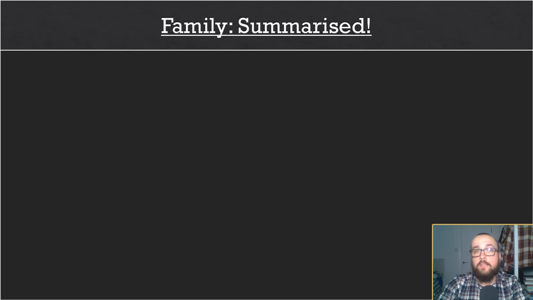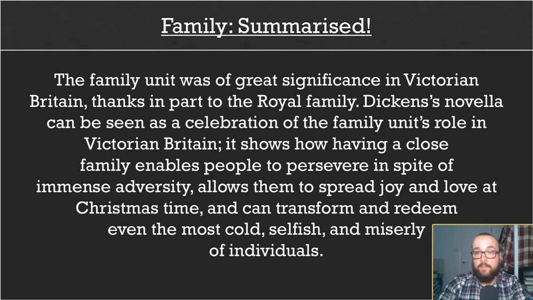Now, if we wanted to summarise Dickens's use of the theme of family in his novella, we could say that the family unit was of great significance in Victorian Britain, thanks in part to the royal family. Dickens's novella can be seen as a celebration of the family unit's role in Victorian Britain. It shows how having a close family enables people to persevere in spite of immense adversity, allows them to spread joy and love at Christmas time, and can transform and redeem even the most cold, selfish, and miserly of individuals.